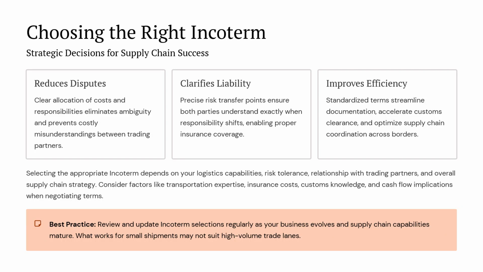Choosing the right Incoterm. Conclusion. Selecting the right Incoterm is a strategic decision. It reduces disputes, clarifies risk ownership, and improves supply chain efficiency. Businesses should consider logistics capability, cost control, insurance knowledge, and risk tolerance. Reviewing Incoterms regularly ensures they align with changing trade volumes and supply chain maturity.